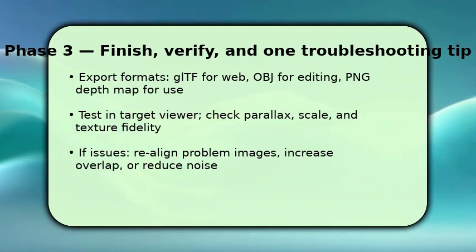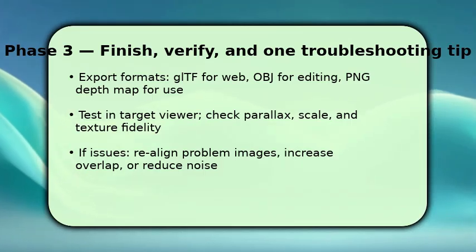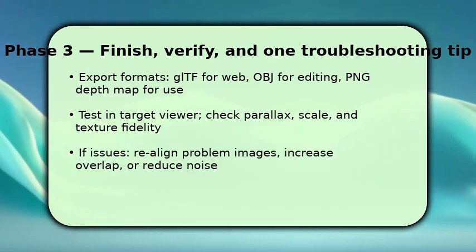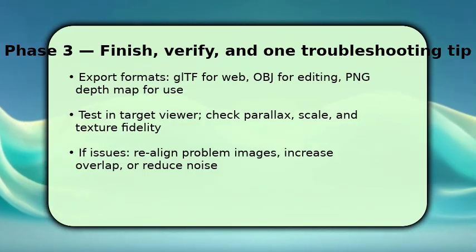If things go wrong, realign the problem images or add more overlapping photos. Alternatively, reduce image noise or lower stitch resolution to isolate errors. One quick tip: if seams persist, mask and restitch only the affected frames to save time.